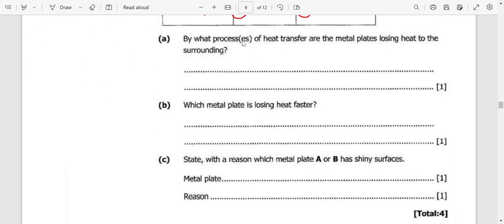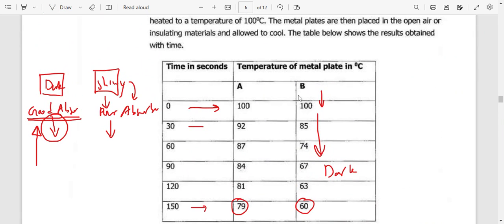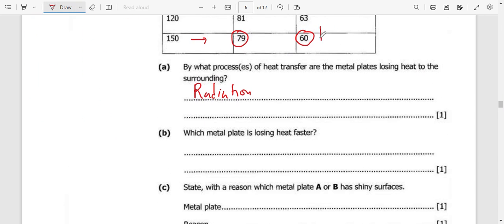By what process of heat transfer are the metal plates losing heat to the surrounding? We have got three processes of heat transfer: convection, conduction, and radiation. These are releasing heat by radiation, that is through a vacuum. Which metal plate is losing heat faster? It is definitely metal plate B, because you can see the temperature is changing very fast. So it is B.